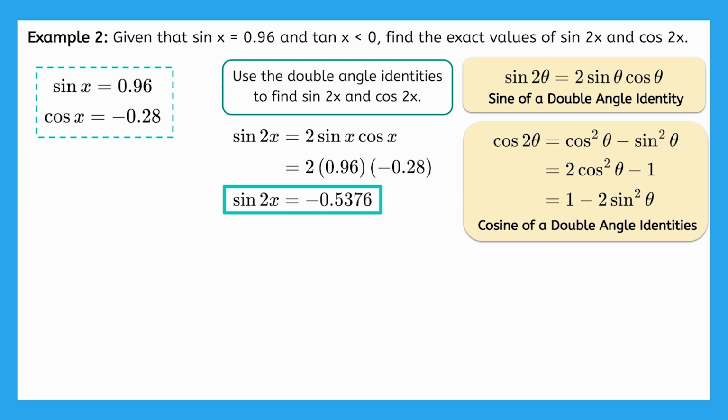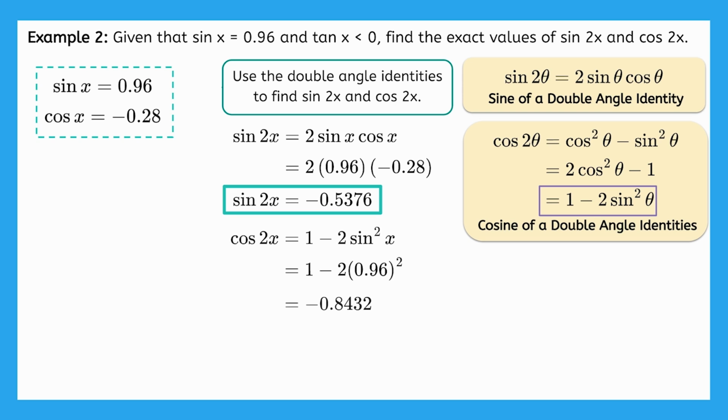To find cosine of 2x, we can choose any of the three identities we have for cosine of a double angle. I'll choose the third one that only uses sine. Cosine of 2x becomes 1 minus 2 sine squared x, and we replace sine of x with 0.96, which results in cosine of 2x equals negative 0.8432.